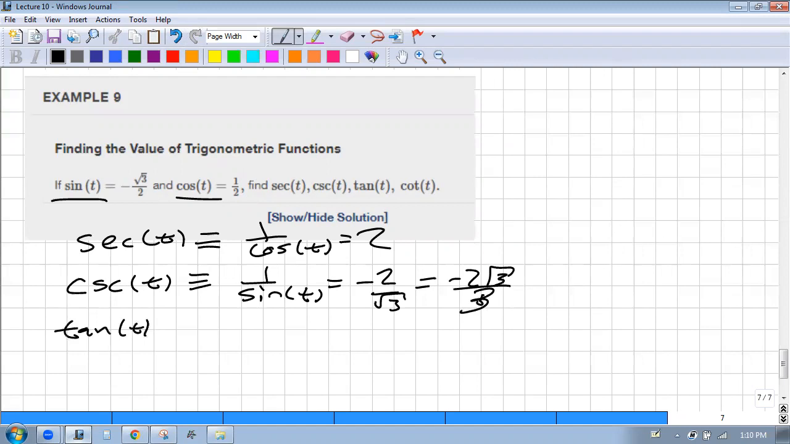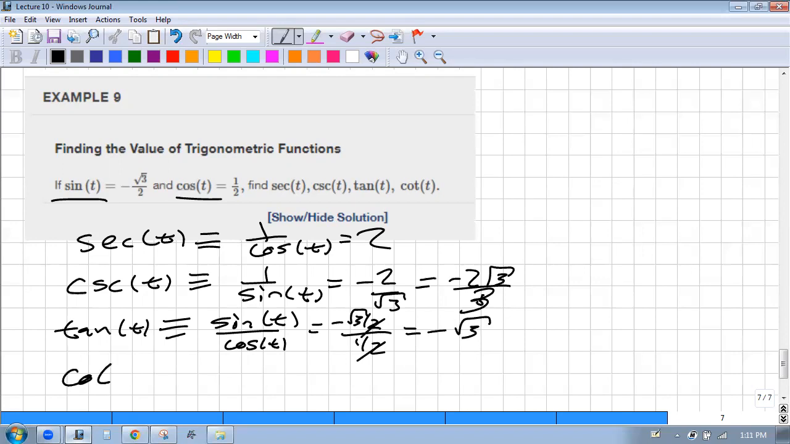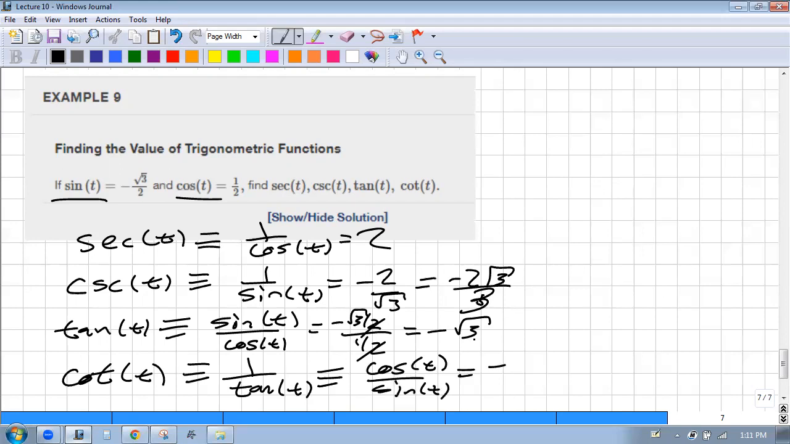Tangent is always sine over cosine. Sine is this guy and cosine is this guy. The over 2's go away. And then let's see, cotangent is always 1 over tangent, also known as cosine over sine, which is 1 over that. So, which we could multiply the top and the bottom by a √3.